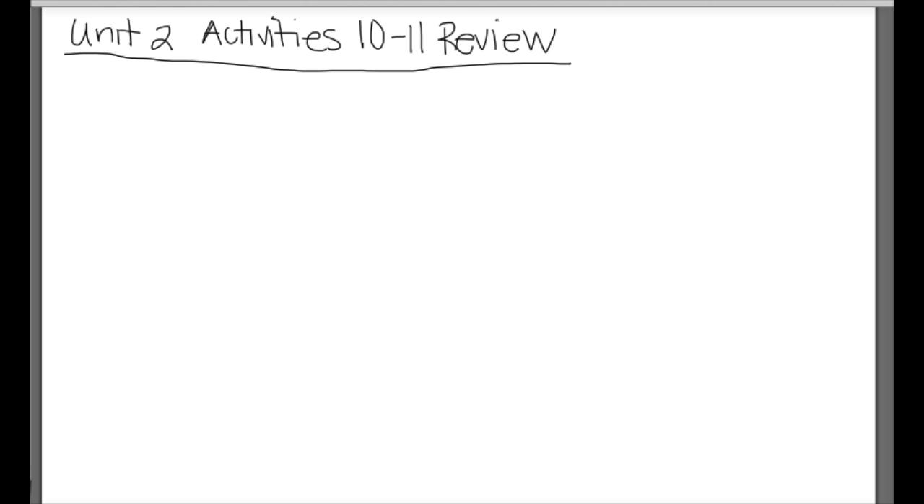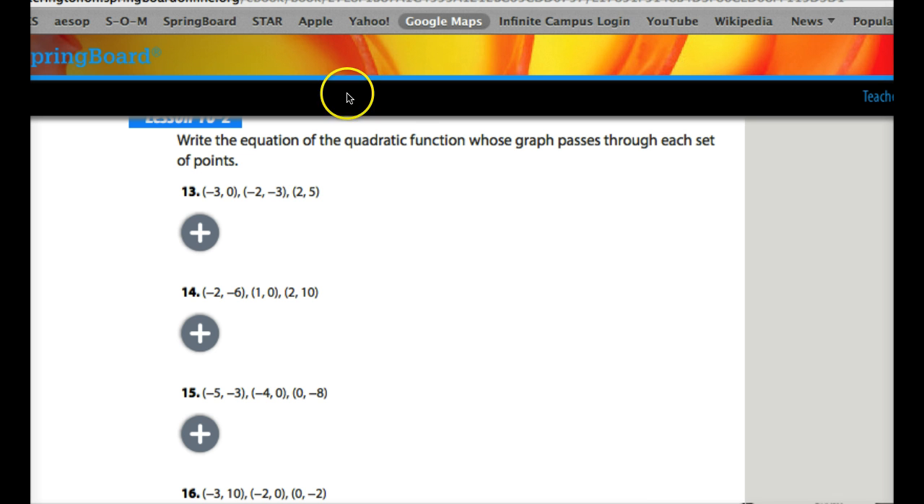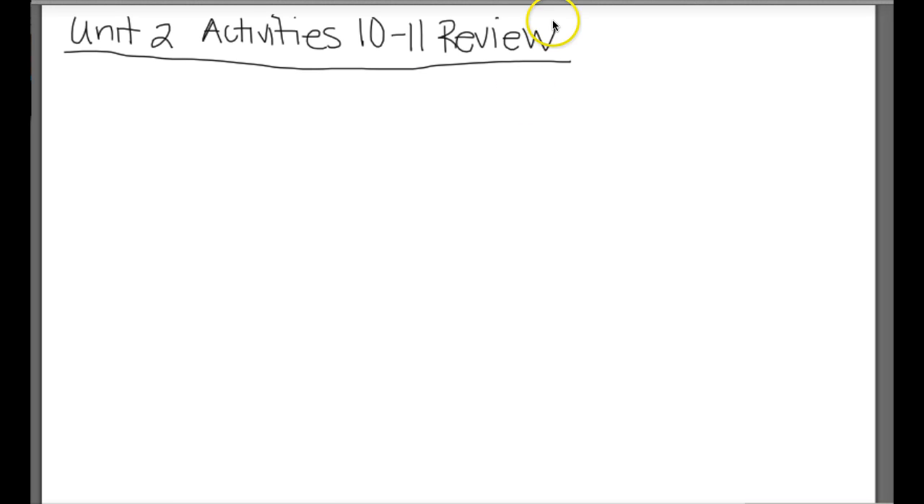So I'm just going to do a couple of these together. So first, we have 13 through 15, which are all the same type. This is from lesson 10-2. Write the equation of the quadratic function whose graph passes through each set of points. So the steps for this, remember, are to... So we'll just do number 13.